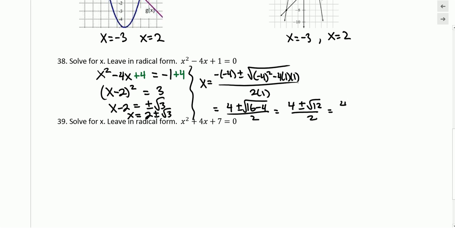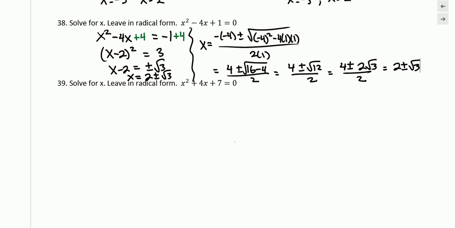Simplify that 12 to 2 root 3 and then divide by 2. So we see that when you use the quadratic formula, you have a little more simplifying to do with radicals.